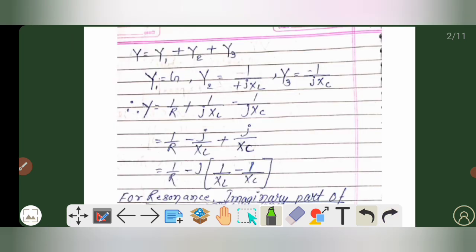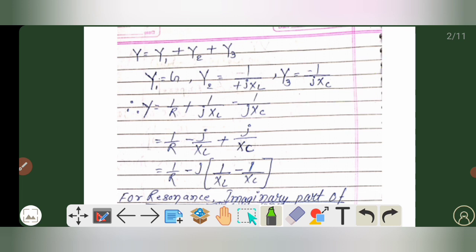Now, first of all, we will calculate the admittance, that is Y. The equivalent admittance Y will be equal to Y1 plus Y2 plus Y3. We know that Y1 is equal to G, which is the conductance, and G is equal to 1 by R. Y2, in case of an inductor, will be equal to 1 by plus jXL, and Y3 will be equal to minus 1 by jXC.